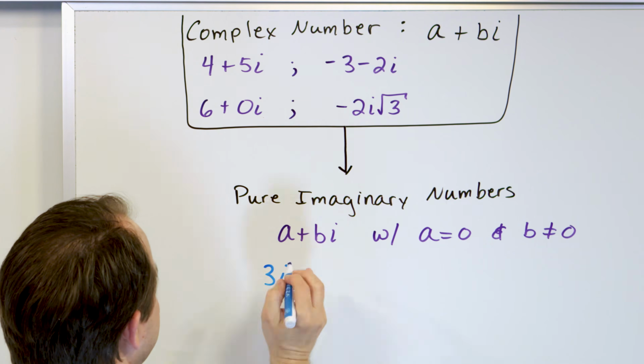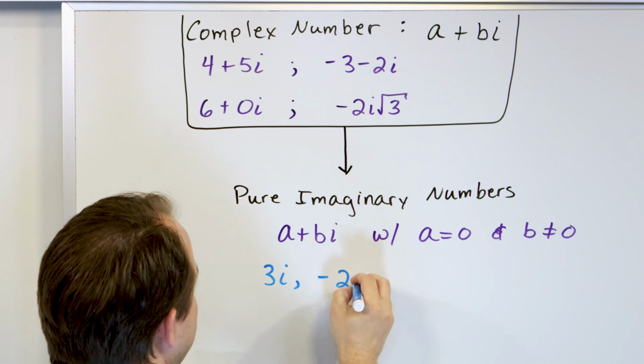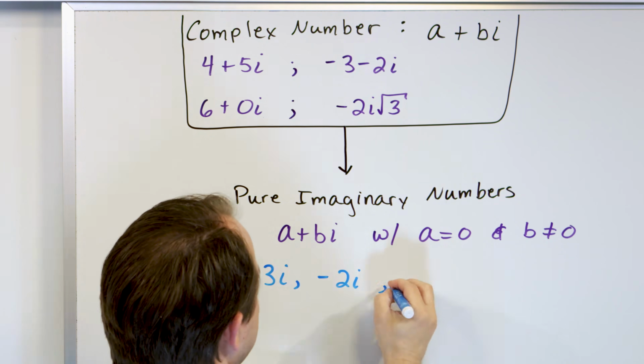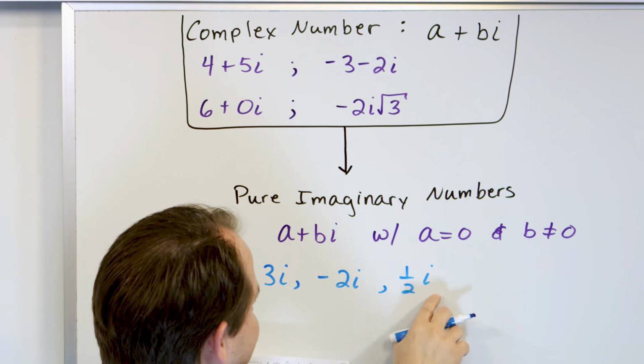So to give you some concrete examples, we know what these guys are. These are just the imaginary numbers. 3i, that's a purely imaginary number. Negative 2i, that's a purely imaginary number. 1/2 i, that's a purely imaginary number. So you can have fractions, of course, involved.